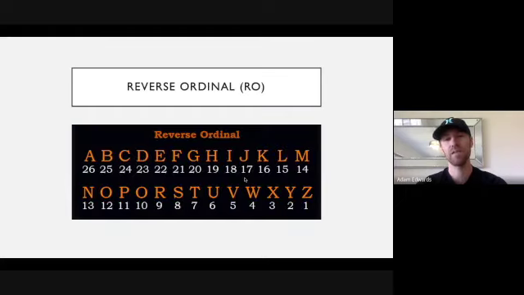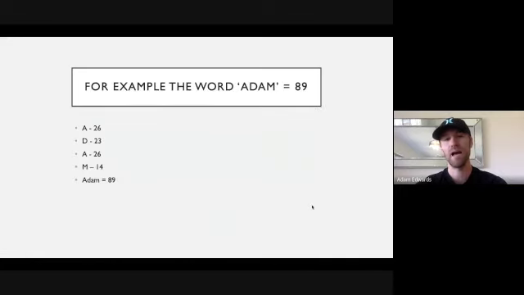Then you have the 3rd cipher, which is the reverse ordinal. That is basically the alphabet in reverse. So now A equals 26 instead of 1, and Z equals 1 instead of 26. So it's the alphabet in reverse. So what you'll see now is the word Adam as a higher value. It equals 89 because A has the highest value now with 26. If you do 26 plus 23 plus 26 plus 14, it gets you 89.